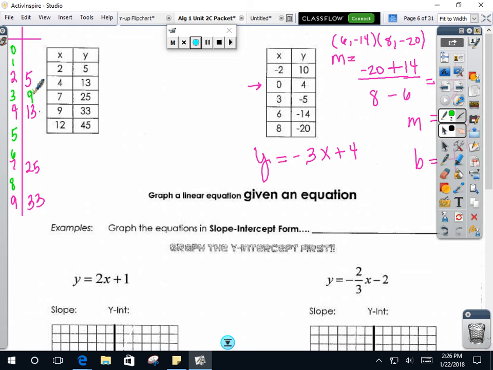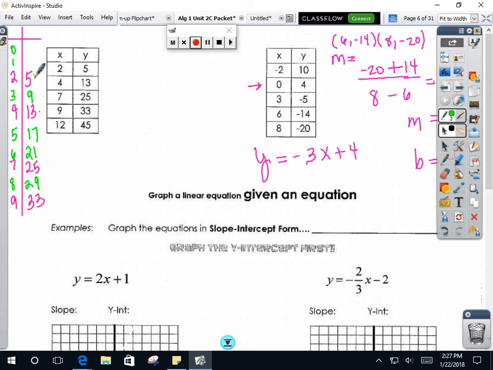9. Because 8 split in half would be 4, correct? 5 plus 4 is 9. 9 plus 4 is 13. Now let's make sure 4 really is our number. 13 plus 4 is 17, 17 plus 4 is 21, 21 plus 4 is 25, 25 plus 4 is 29, and 29 plus 4 is 33. So we know that up 4 is our number.